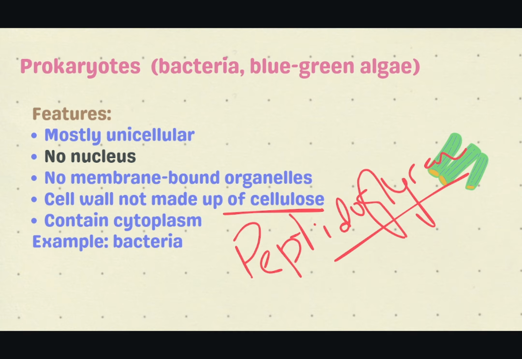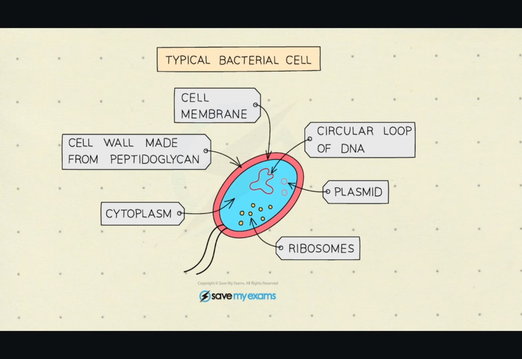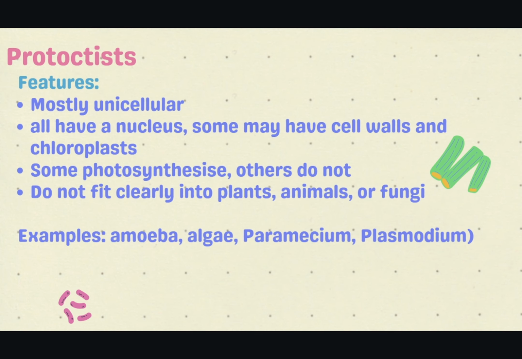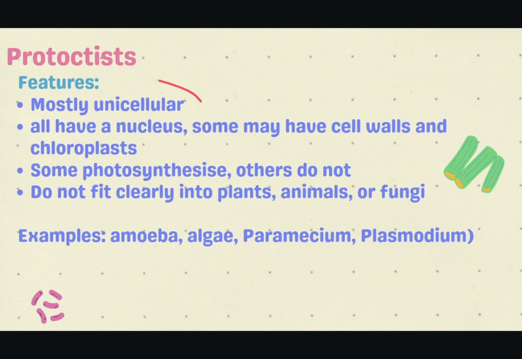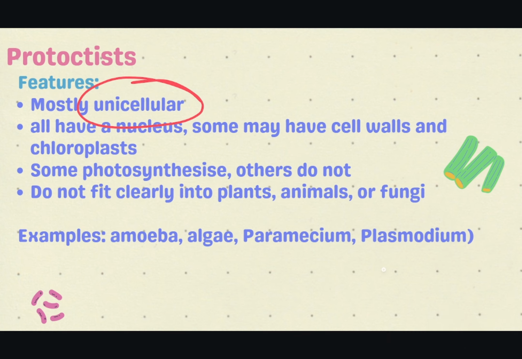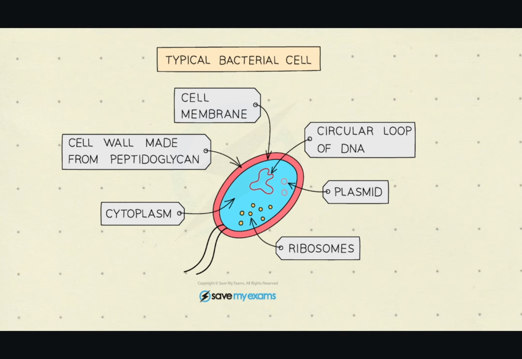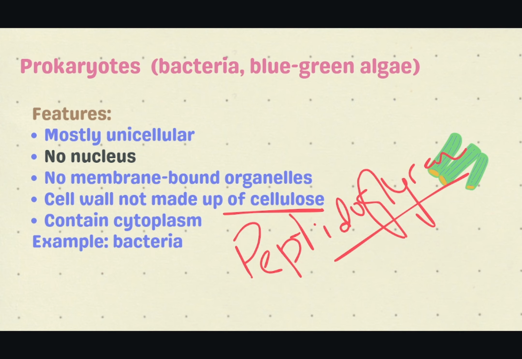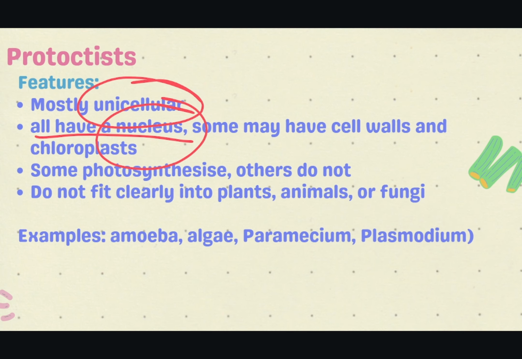All right, that's it. Now let's go ahead over protoctists. Protoctists are also mostly unicellular, just like prokaryotes, but they have a nucleus. Prokaryotes is the only kingdom that doesn't have a nucleus. Except for this one, all of the kingdoms have a nucleus.